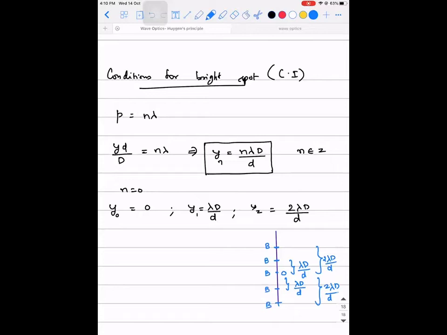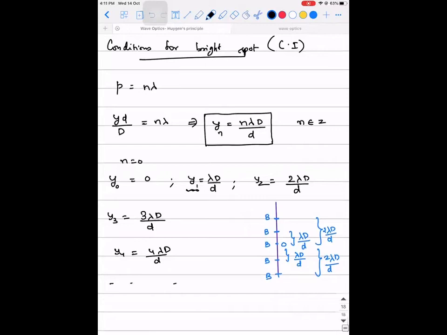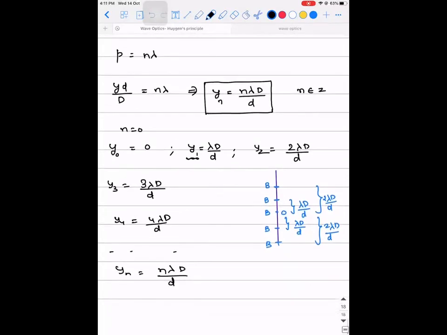So now I hope you are able to understand that this Y1 makes sense. Y1 means the first bright spot. Y0 means the central spot. Central spot is always bright, guys. Please have that in your mind. Is it clear? Y2 is like this. Then what about Y3? 3 lambda into capital D divided by d. Y4, 4 lambda into capital D divided by d. Like this, it keeps on going. So the nth bright fringe is found at a distance of n into lambda into capital D divided by small d.